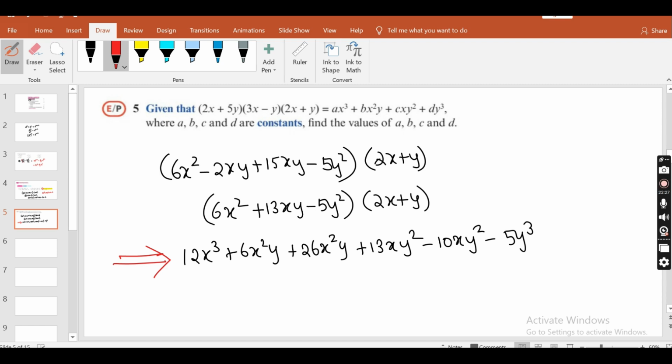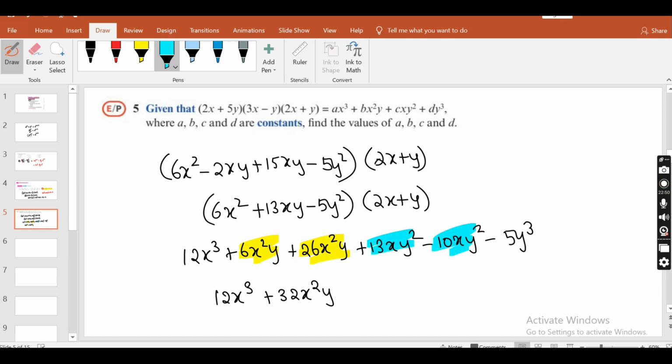Yes. You understand how I open the bracket, right? Yes, sir. Okay, now we need to simplify the like terms. You have 12x cubed, 6x square y, 26x square y, they are like terms. So it's going to be 32x squared y. And these two are like terms, so you will get 13 minus 10 is 3xy squared minus 5y cubed.